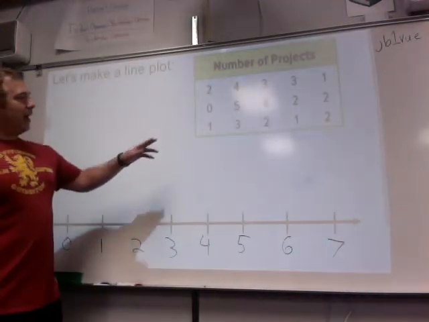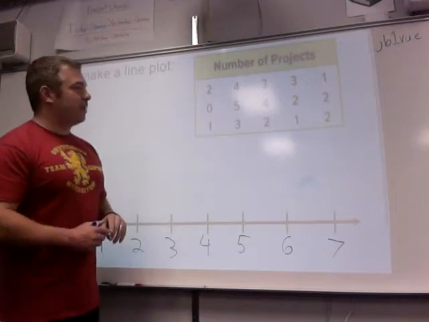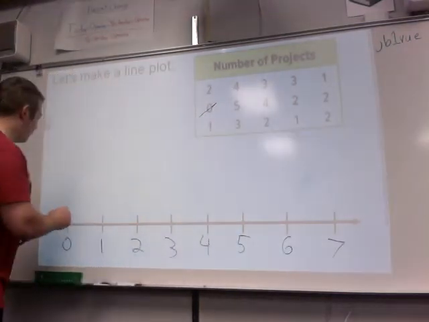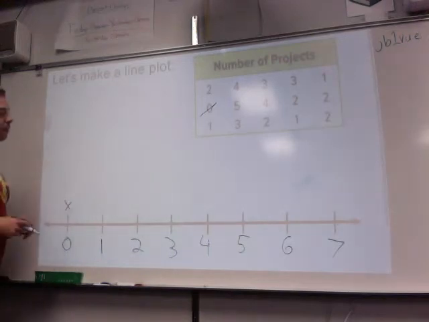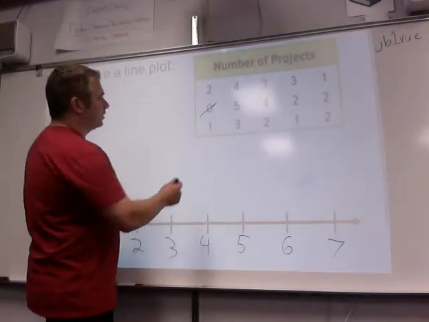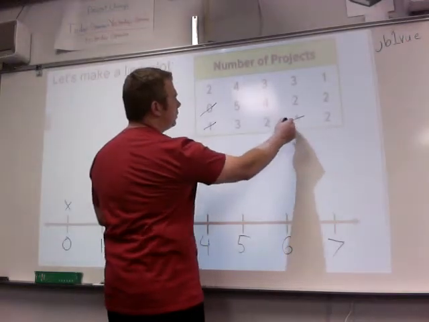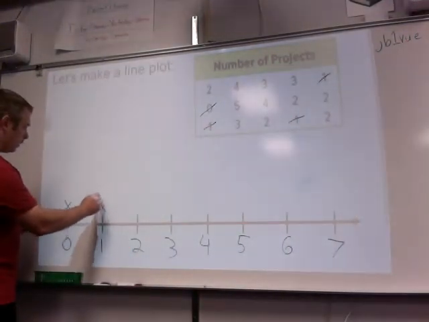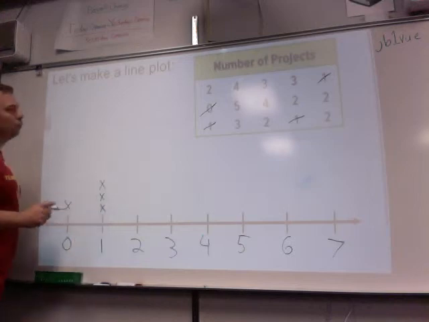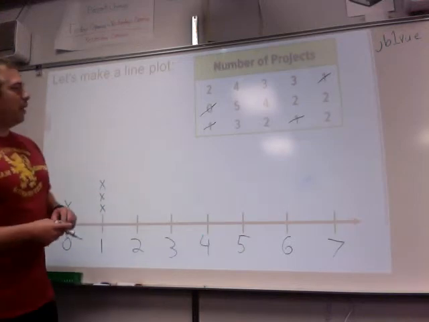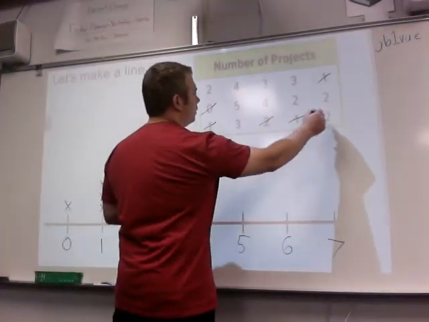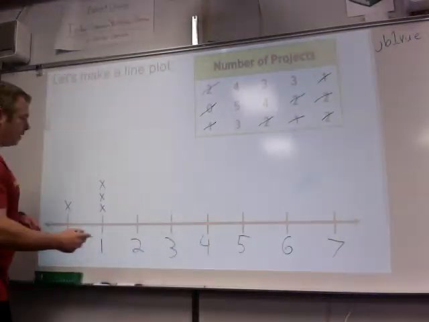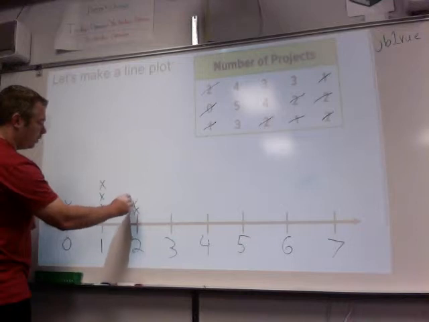So I like to cross off as I go with my data. Only one person did 0 projects, so I'm just going to put 1 X right there. 1 project, I see. 1, 2, 3. 3 people completed 1 project. All right, let's move to 2. 1, 2, 3, 4, 5. 5 people completed 2 projects.